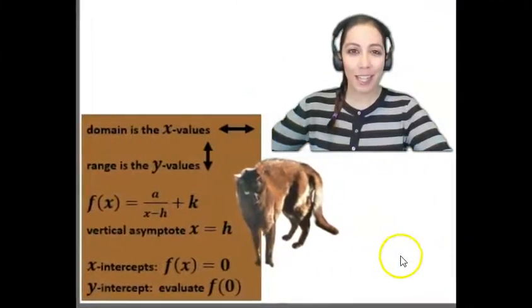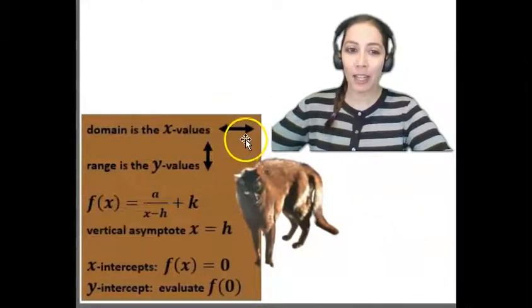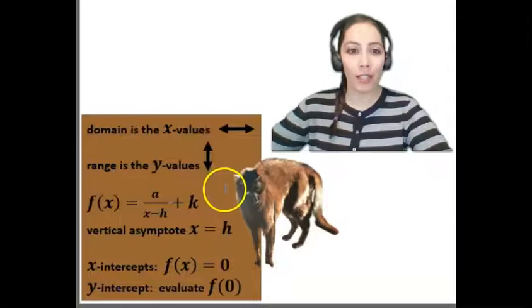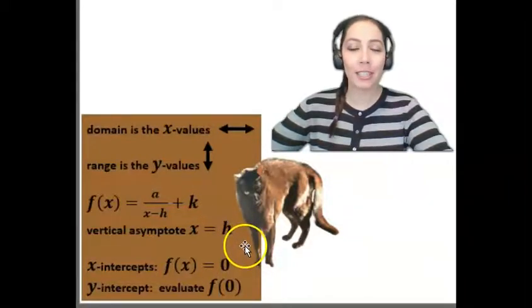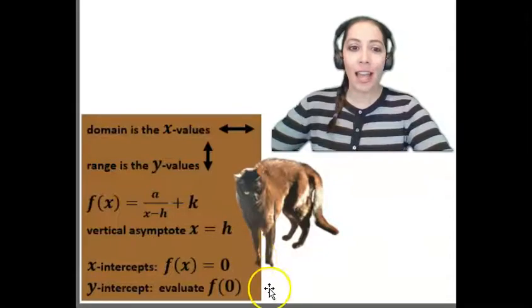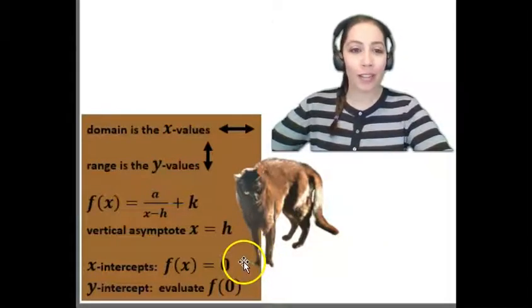Chloe is here with her latest tips and tricks. She wants you to know that domain is about the x values and the range is about the y values. If you have a function in the formula f of x equals a over x minus h plus k, your vertical asymptote is x equals h. X-intercepts are when you set your y equal to 0, and your y-intercept is when you set your x equal to 0.